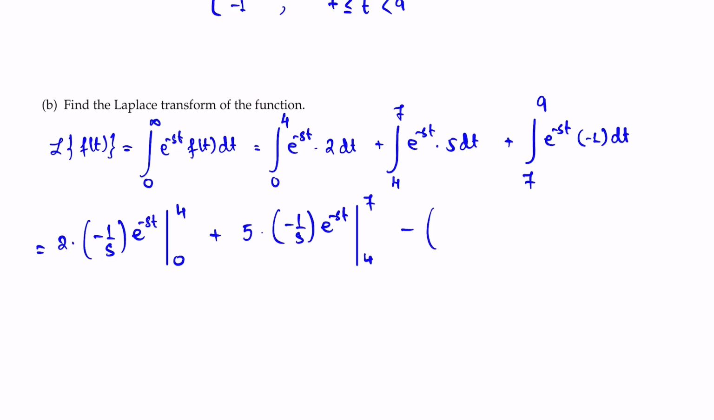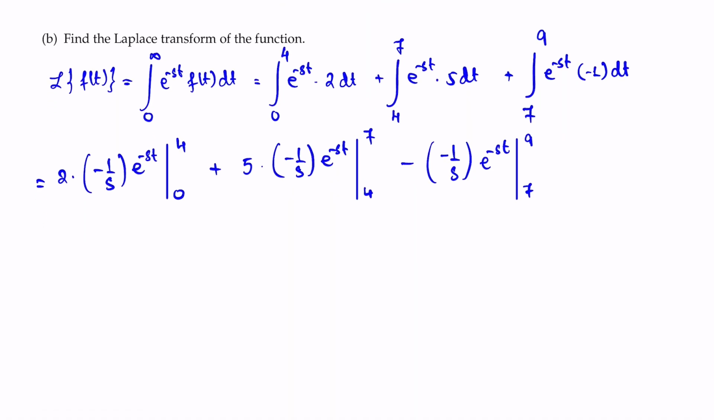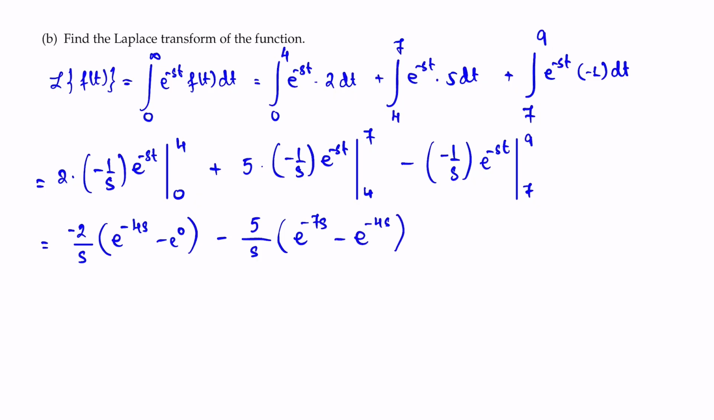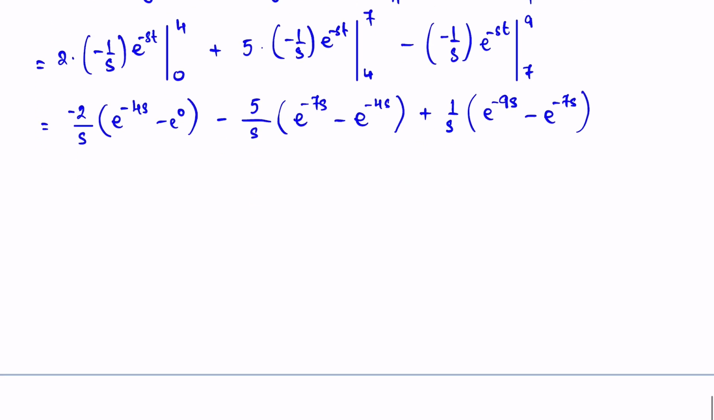Minus negative 1 over s times e to the negative st, evaluate at 7 and 9. Okay, so you do the evaluations here. You have negative 2 over s times e to the negative 4s minus e to the 0, minus 5 over s times e to the negative 7s minus e to the negative 4s, plus 1 over s times e to the negative 9s minus e to the negative 7s. Okay, you can just leave it like this, right? Or you can combine like terms and simplify the problem even further if you want to.